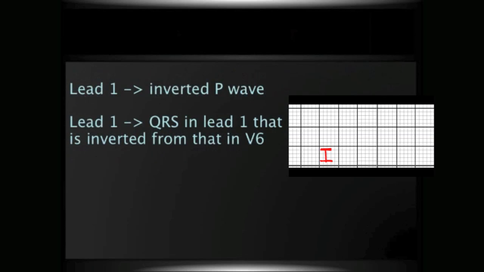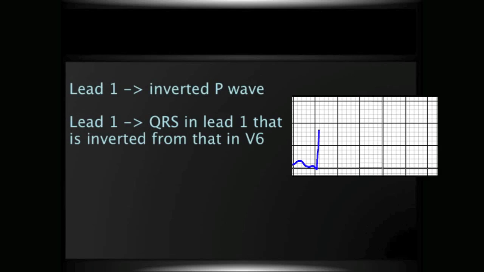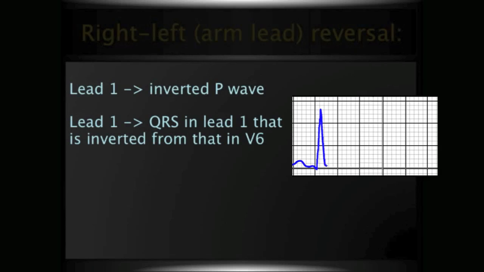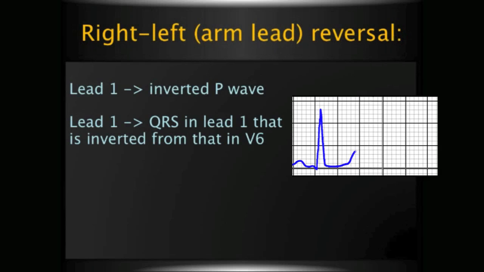Misplacing these leads will result in a P wave that is inverted in lead 1 and a QRS in lead 1 that is inverted from that in V6. Inverted P wave in lead 1 and a QRS in lead 1 that is inverted from that in V6. This is right-left arm lead reversal, and that occurs when the right and left arm leads are reversed.